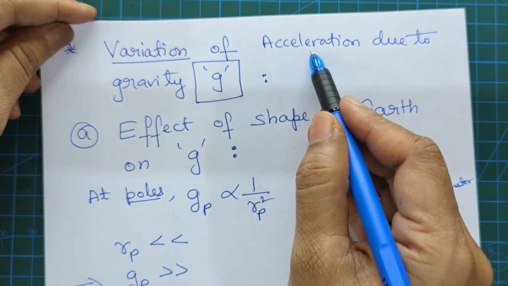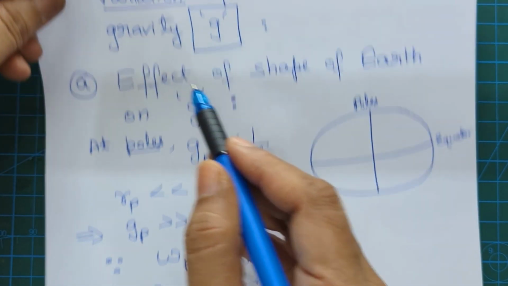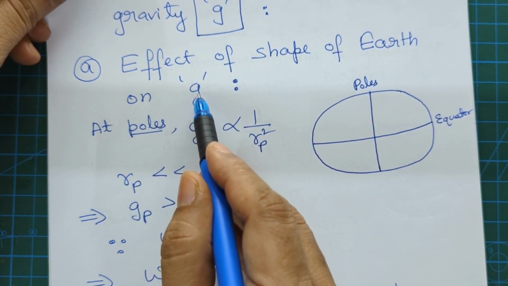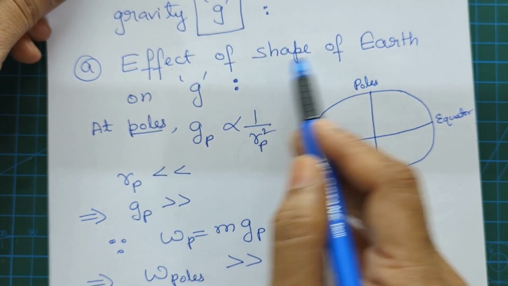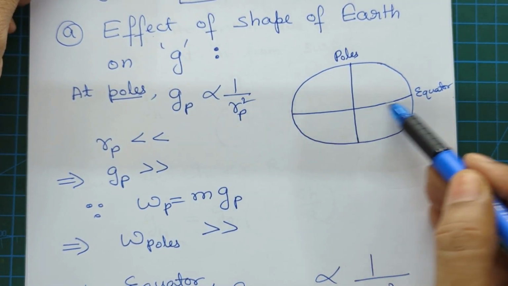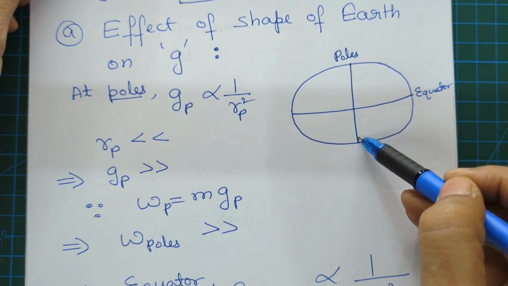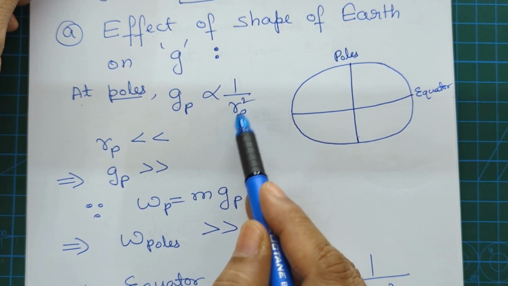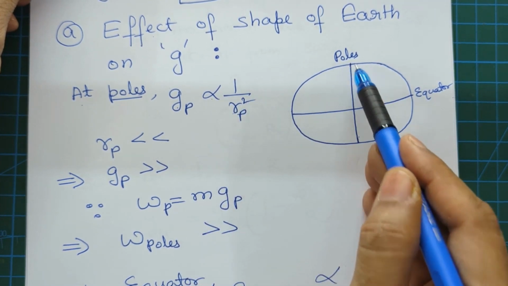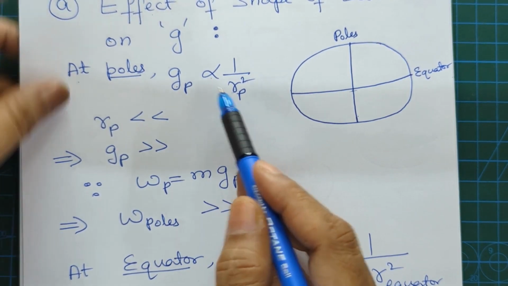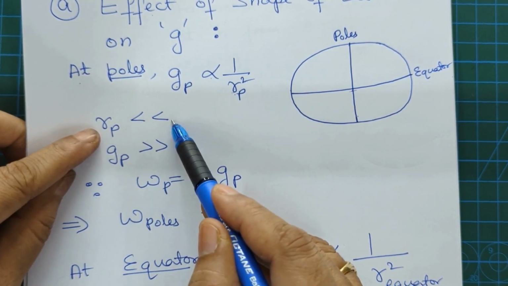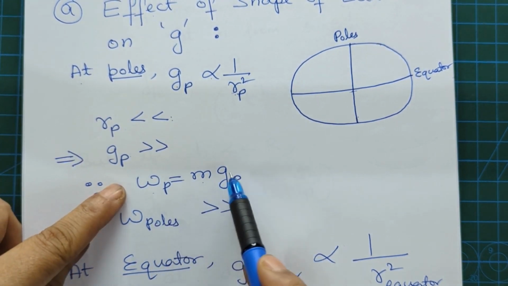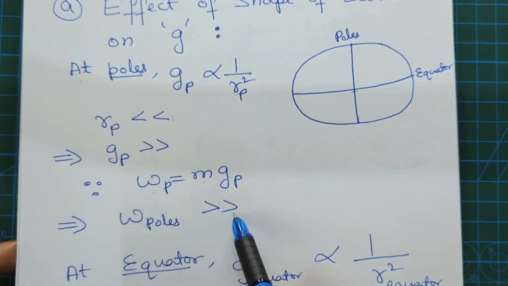So variation of acceleration due to gravity g. So effect of shape of earth on acceleration produced in every freely falling body. Effect of shape. Equator radius is more, poles radius is less. At poles, g is inversely proportional to square of the distance between the surface and center, r. So at poles, radius is less, so g is more, w is equal to mg. Since g is more, weight of a body at poles is more.